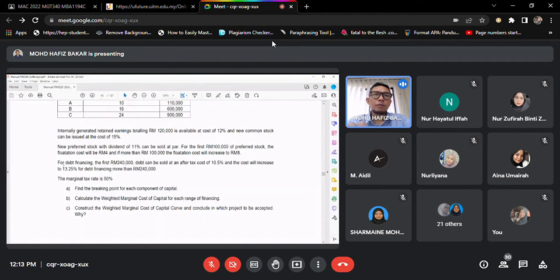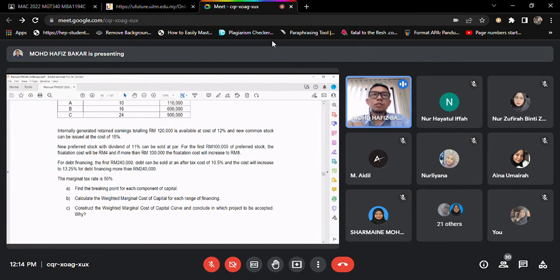Each paragraph represents the sources of financing information. Okay, for the first paragraph, internally generated retained earnings totaling 120,000. So this focuses on the common equity information. Okay, so the retained earnings cost will be 12%. So they already calculated it for you. You just use that cost in step number 1. So kita just ambil dekat step number 1 tu, tak perlu nak calculate lah each of the costs sebab dia dah kira set-set dekat dalam question ni.